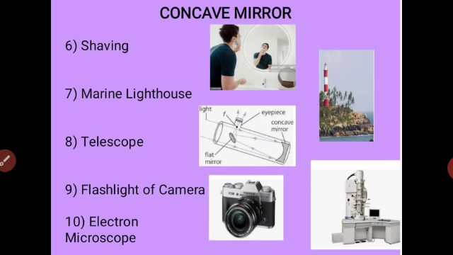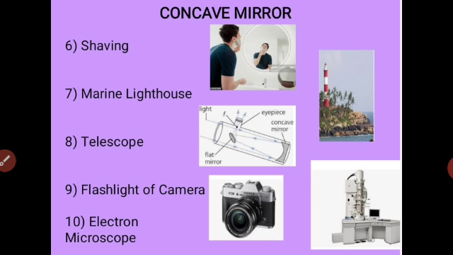The next use of concave mirror is in shaving mirrors. Shaving mirrors give us virtual, erect and magnified image when we place the object between pole and the focus. Thus, it is used in shaving mirrors. Marine lighthouses use concave mirror to have the beam of light focused at some distance apart.